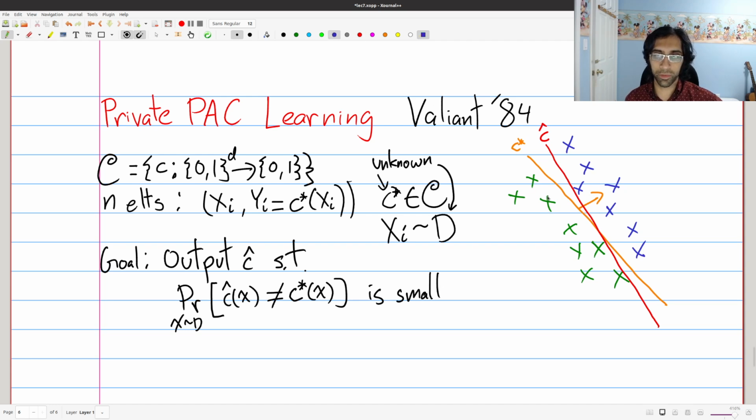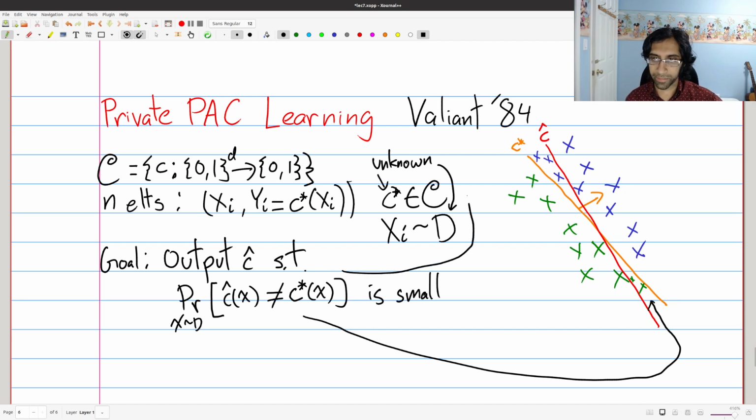There's only some things which it would disagree on. For example, basically anything between these two lines here, and similarly these two lines here. These are the witnesses to this inequality, or to this probability statement here. So yeah, hopefully that elucidates what I mean by the PAC learning model.